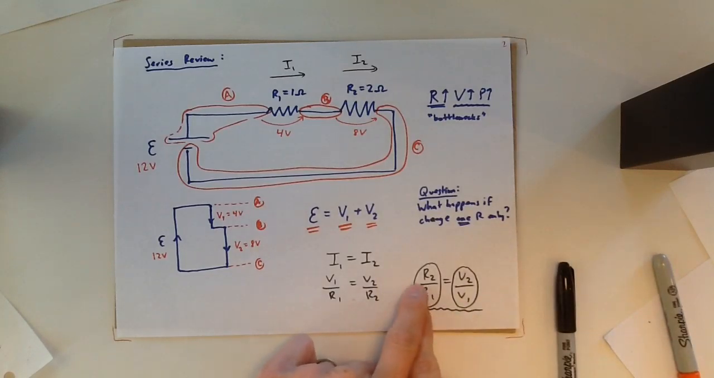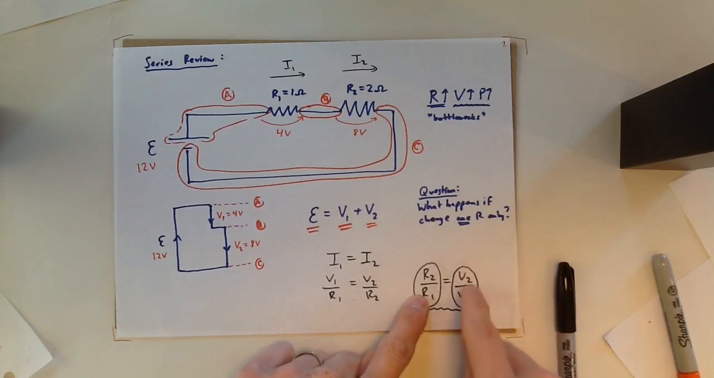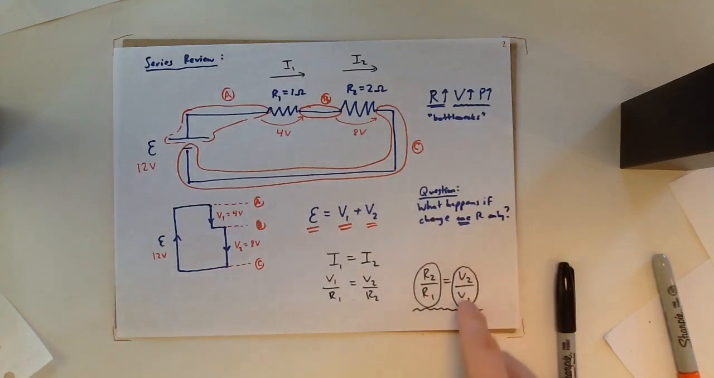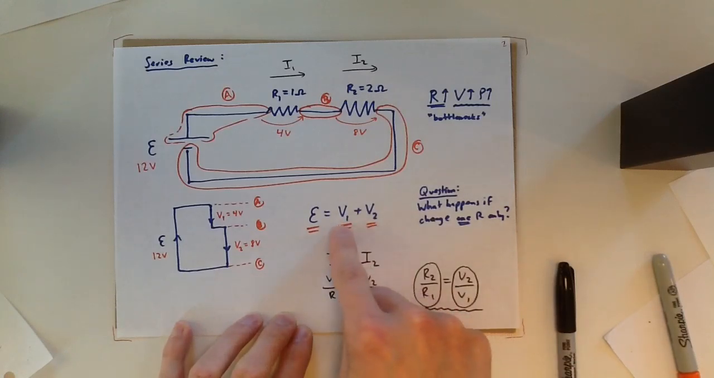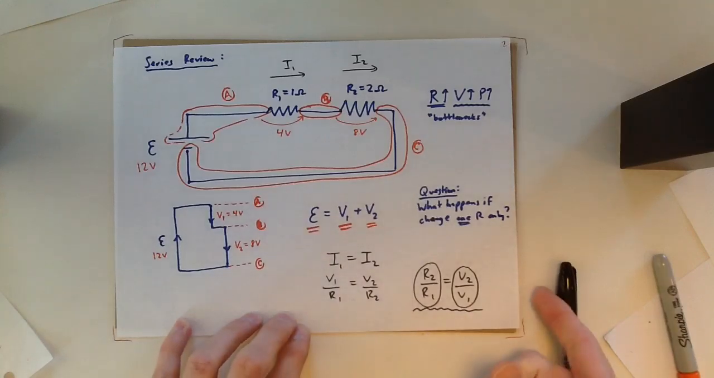So mess with the resistors, even just one of the resistors. If you mess with one resistor and you leave the other one alone, it's still going to change this ratio, and so it's going to still affect how much voltage each of these 2 takes. And remember that these 2 are still always required to add up to the EMF of the battery.